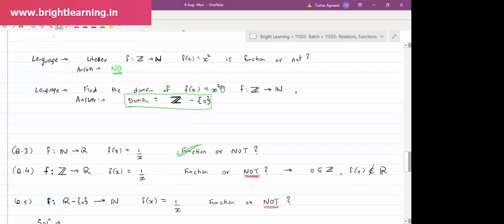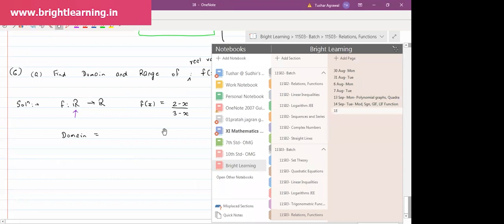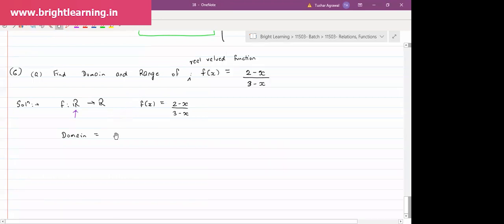Find the domain of f of x. So the question is actually: in order to make this mapping a function, what should be the domain? Remove all the problematic points from the first set. Which are the problematic points? Either they are not forming any images or they are forming more than one image. Those are the problematic points that we will remove. That is the language of the question. So here domain is equal to the first set. What is my first set?